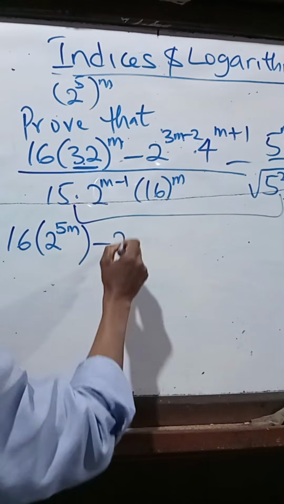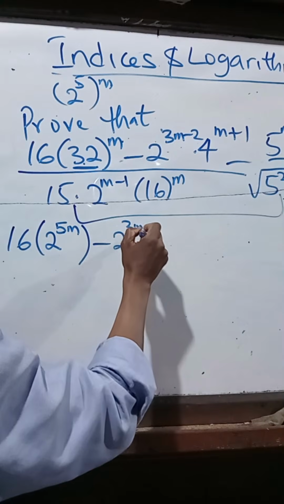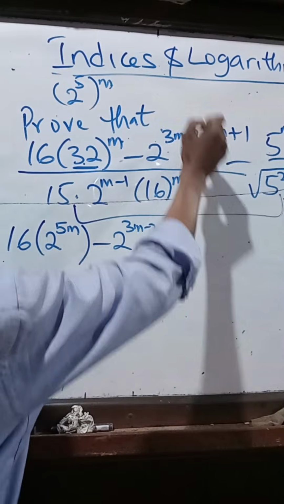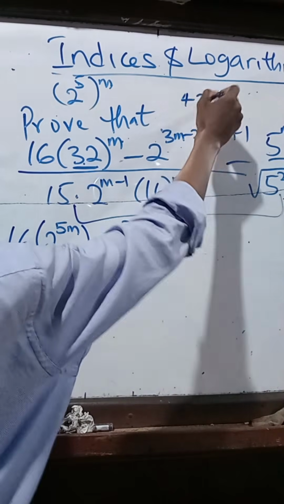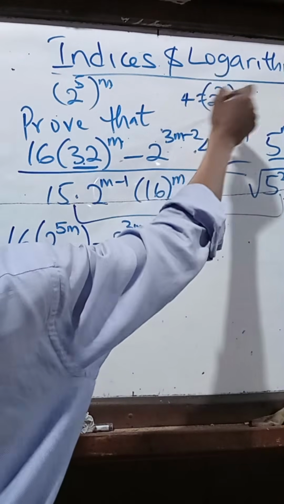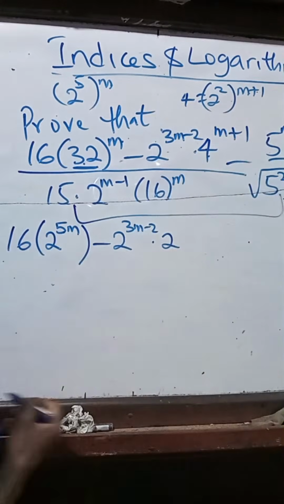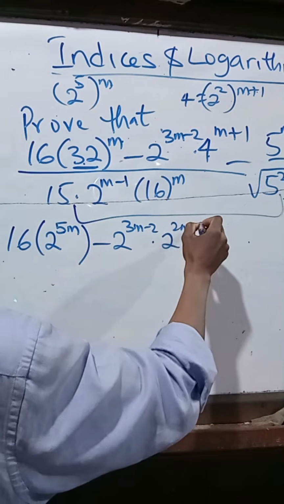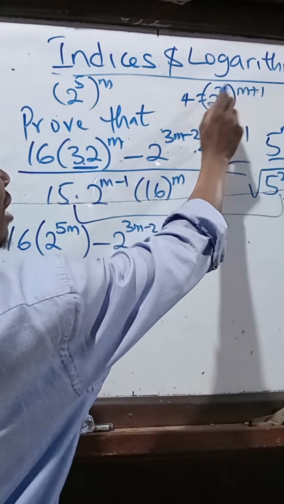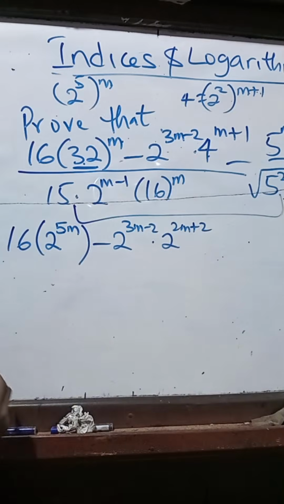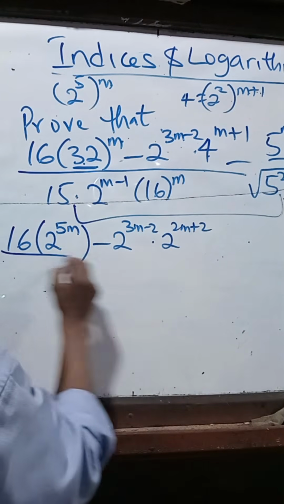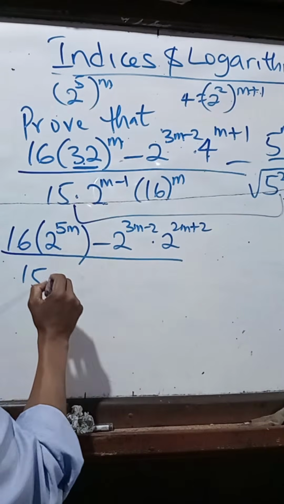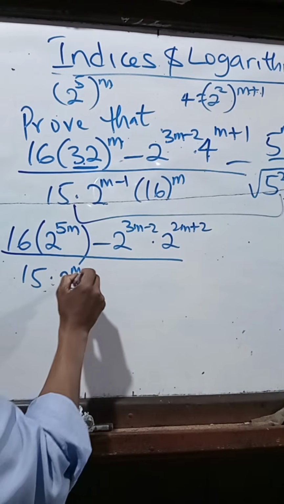Okay. Then minus 2 to the power 3m minus 2. This one is times 2 to the power 2, since 4 is 2 to the power 2, and then times m plus 1. And that will be 2m plus 2, 2 times this and 2 times this. Okay. Over 15, this one times 2 to the power m minus 1.